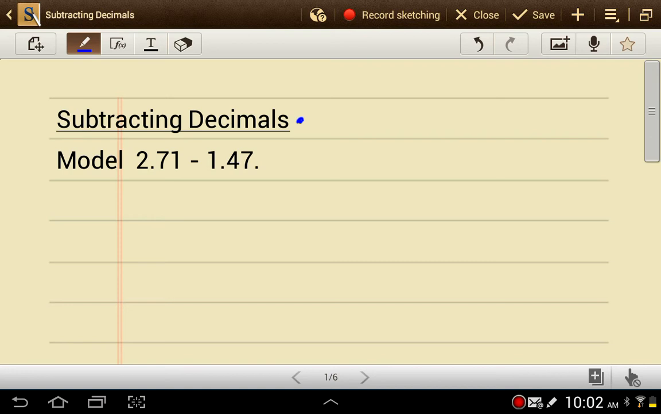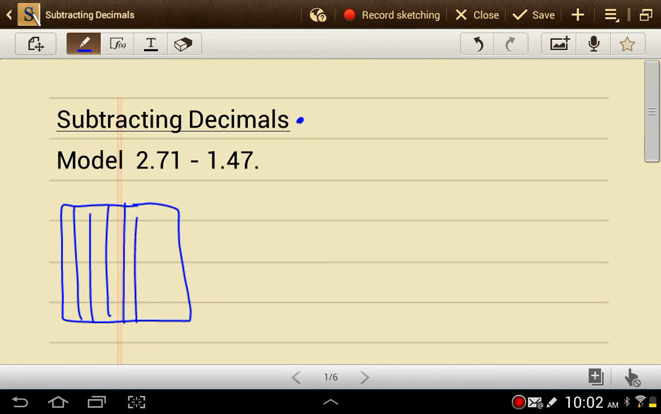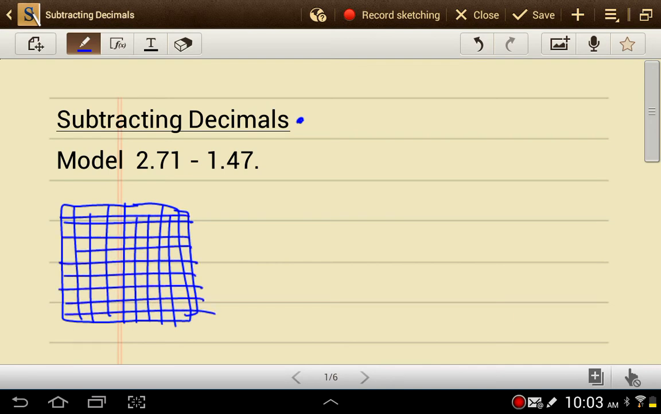So I'm just going to use little strips and blocks to illustrate this. If I want to model 2.71 minus 1.47, I'm going to draw out what that would represent as far as individual units. The first thing I'm going to do is make 100 squares, and that's going to represent one whole amount.